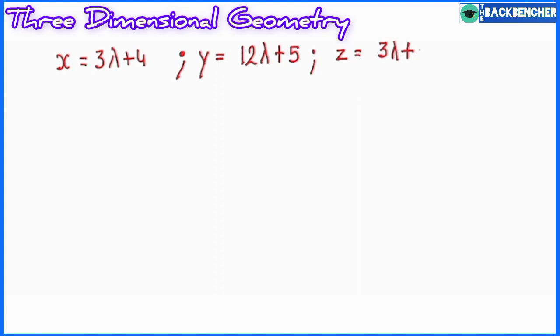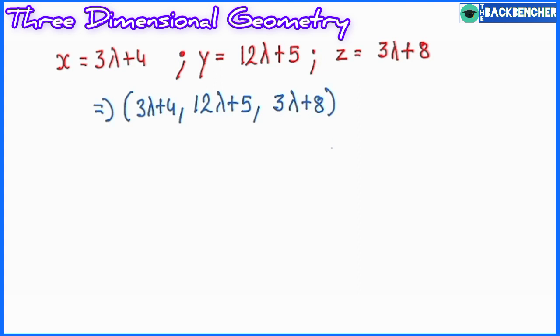You have to simultaneously equate the corresponding coordinates with lambda, right? Now just write it in the coordinate form, because we have gotten the x, y and z coordinates. So that would become x is 3 lambda plus 4, y is 12 lambda plus 5, and z is 3 lambda plus 8.